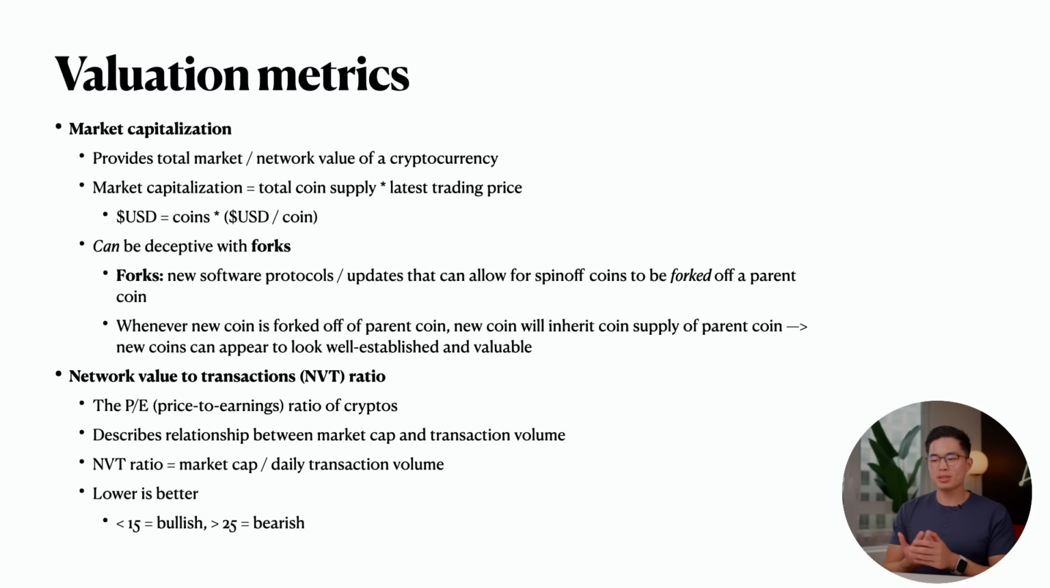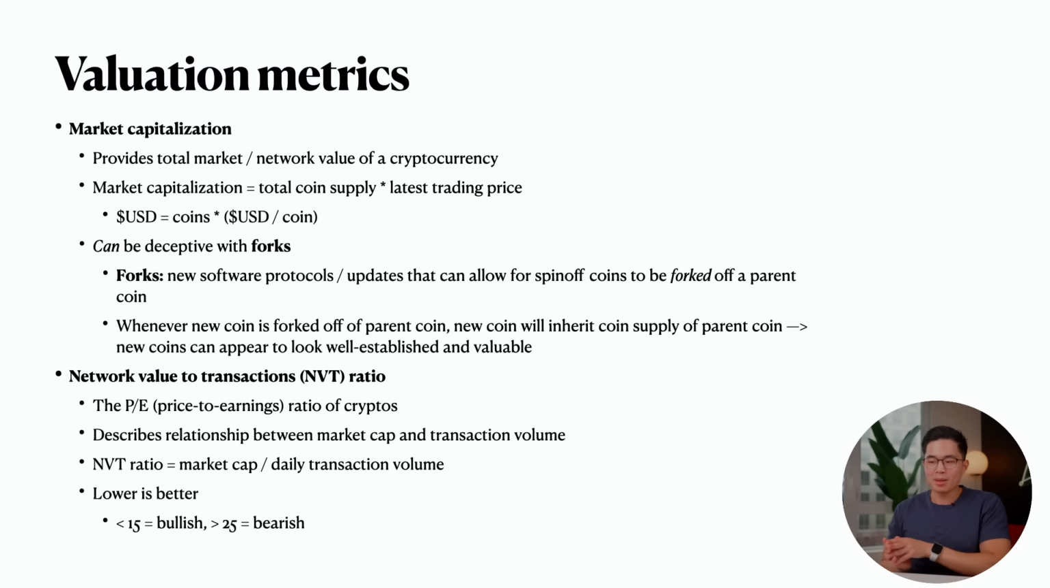The market cap provides the total market or the network value of a cryptocurrency. So to get this, you're basically taking the total coin supply and multiplying it by the latest trading price. Let's say, for example, there's a coin out there, there's a total supply of 10 coins, and the latest trading price is $5. That's going to result in a market cap of $50.